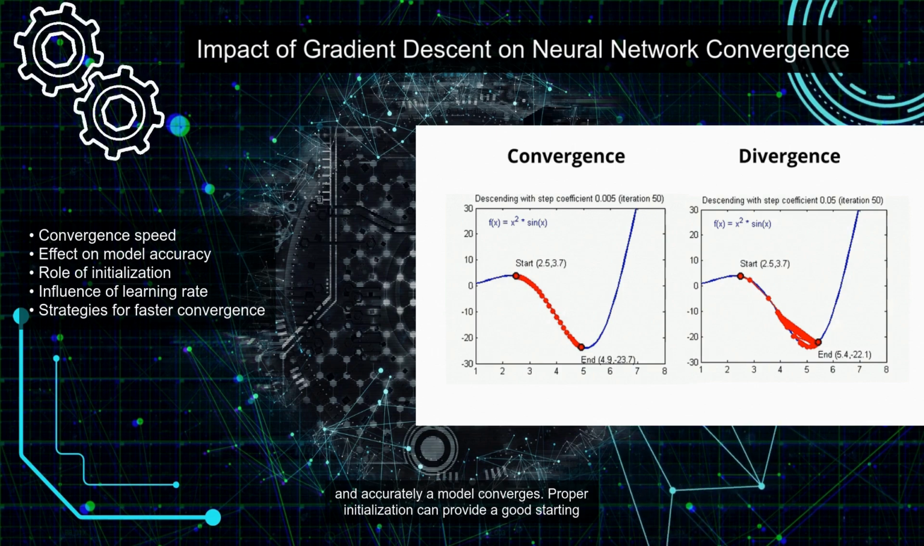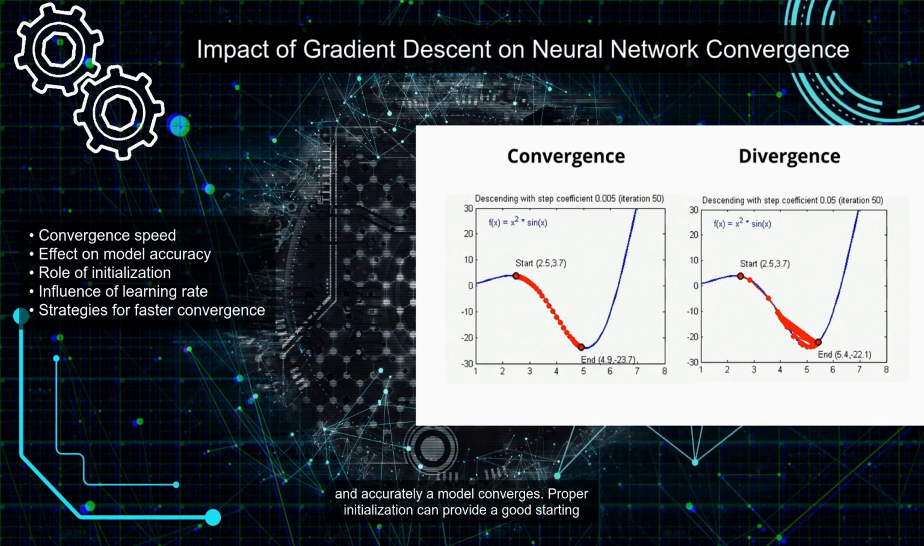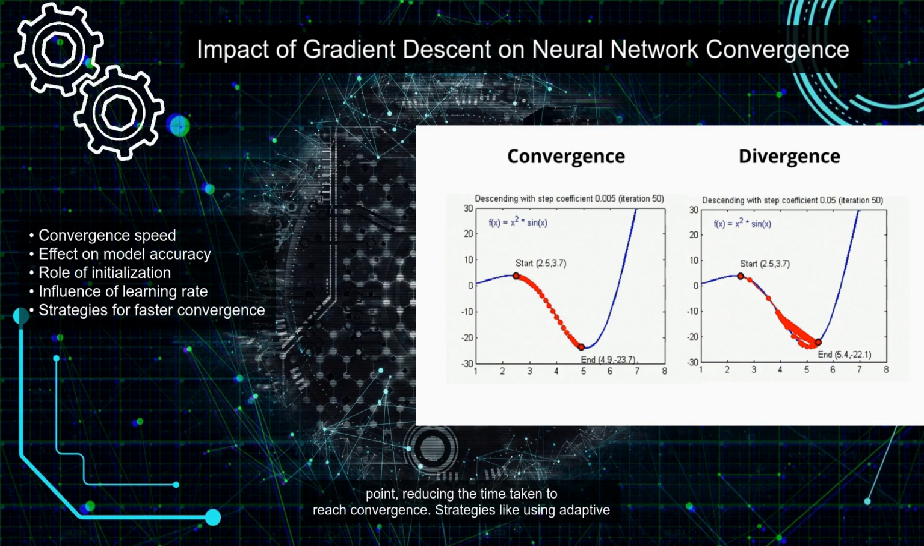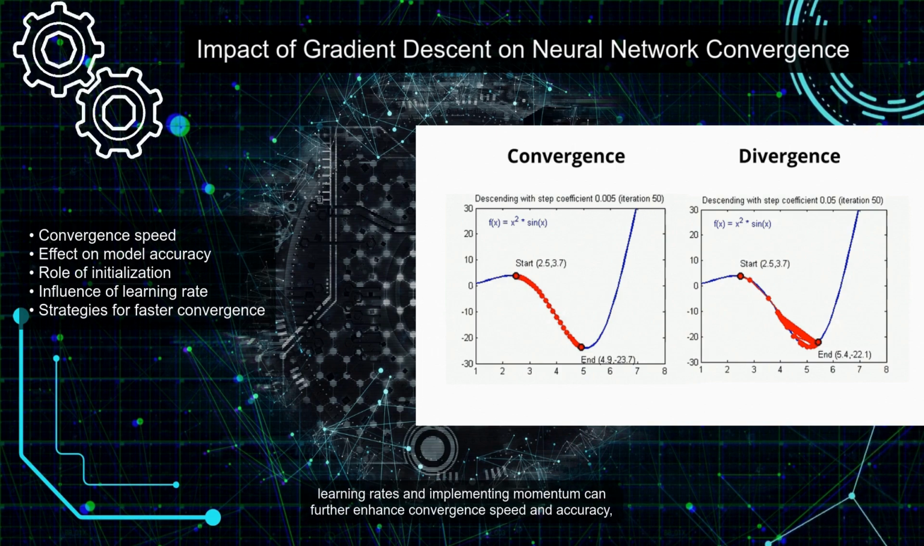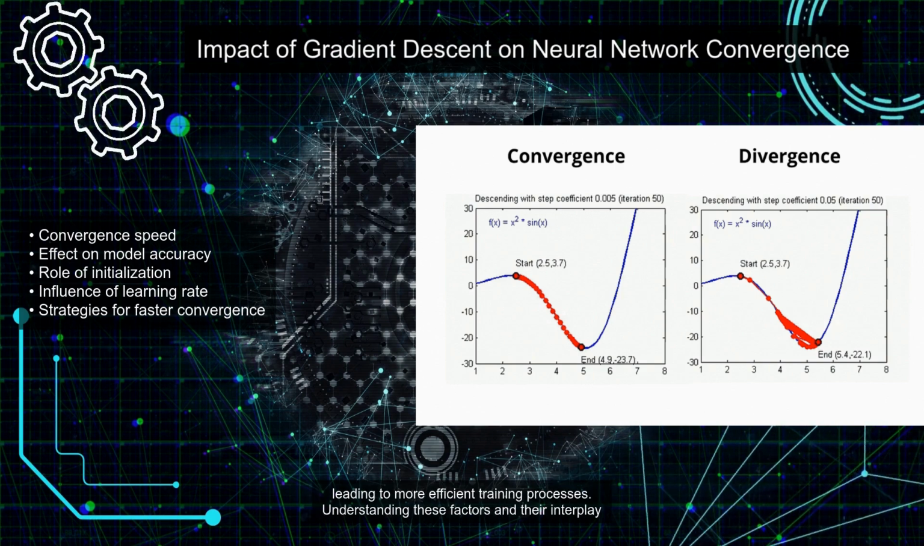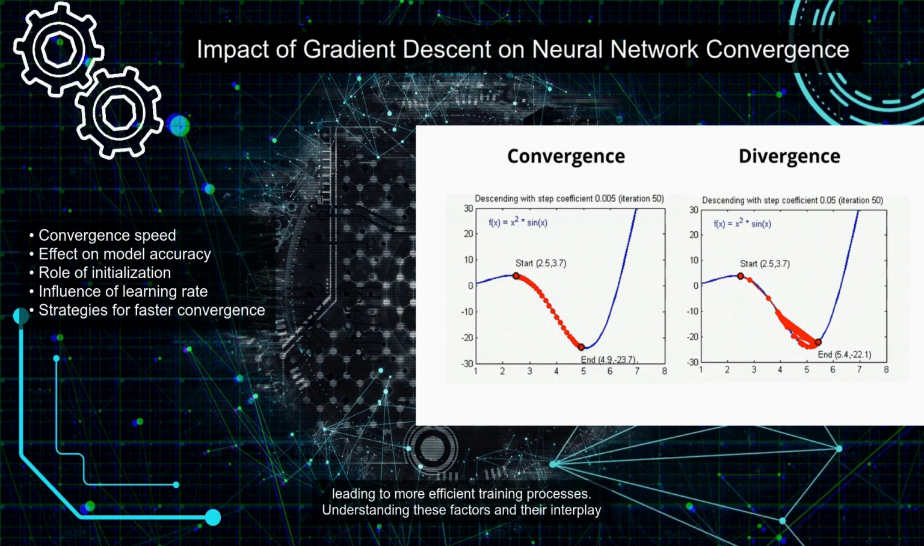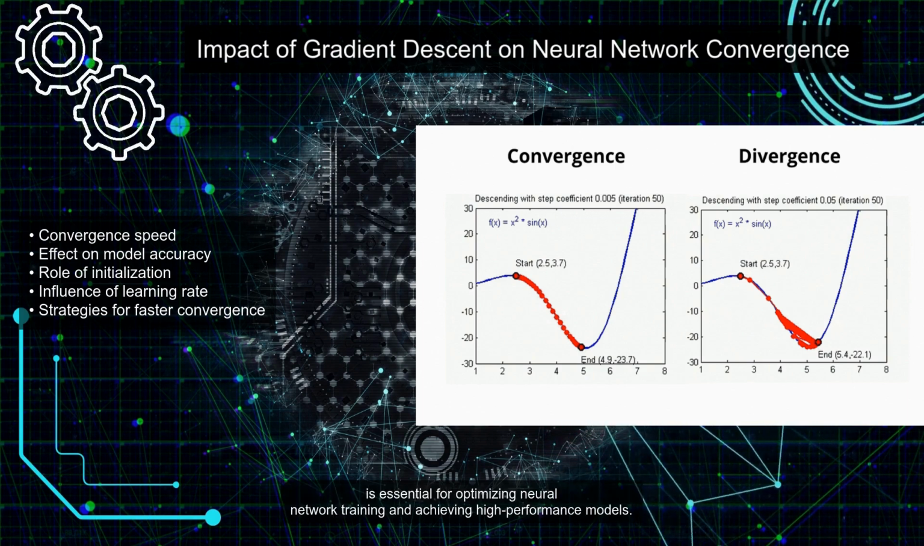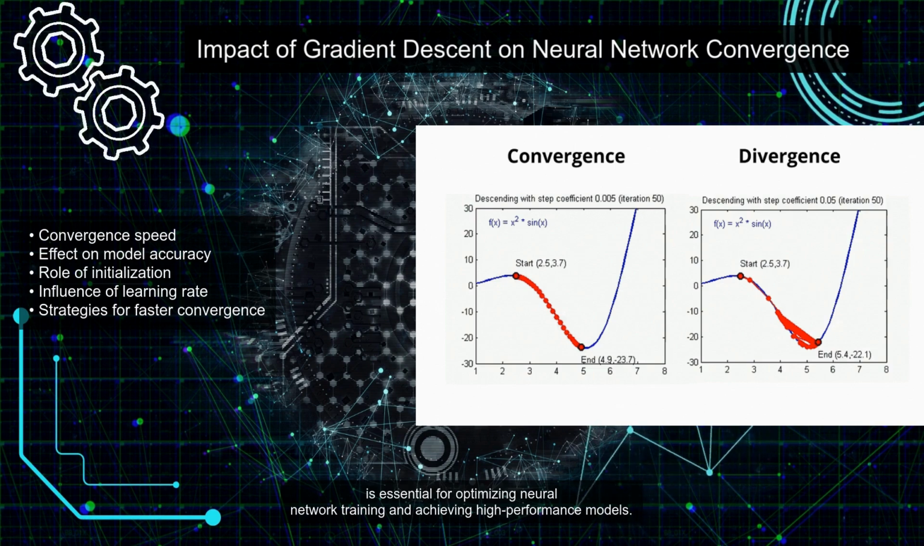Proper initialization can provide a good starting point, reducing the time taken to reach convergence. Strategies like using adaptive learning rates and implementing momentum can further enhance convergence speed and accuracy, leading to more efficient training processes. Understanding these factors and their interplay is essential for optimizing neural network training and achieving high-performance models.